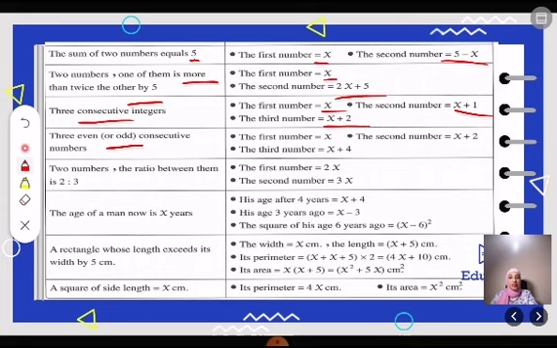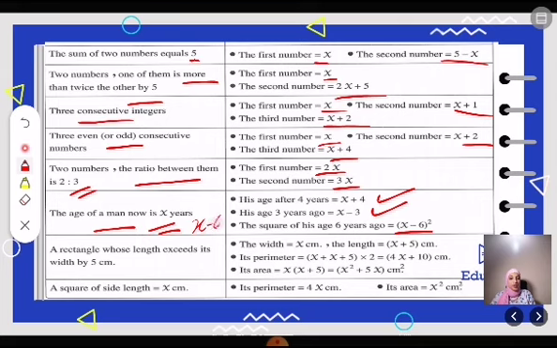If they are odd or even, x plus 2, x plus 4. The two numbers, the ratio equals 2 to 3, one of them 2x, the other is 3x. Age of the man now is x, then after 4 years you add 4 to the x, 3 years ago you subtract 3, and square of his age 6 years ago, so you first get his age 6 years ago and then get its square.